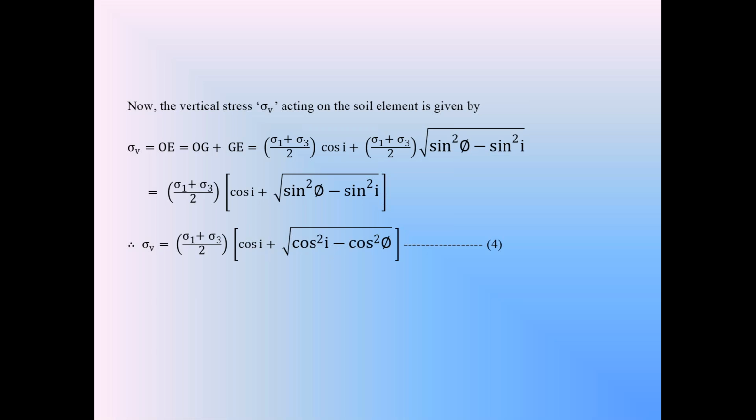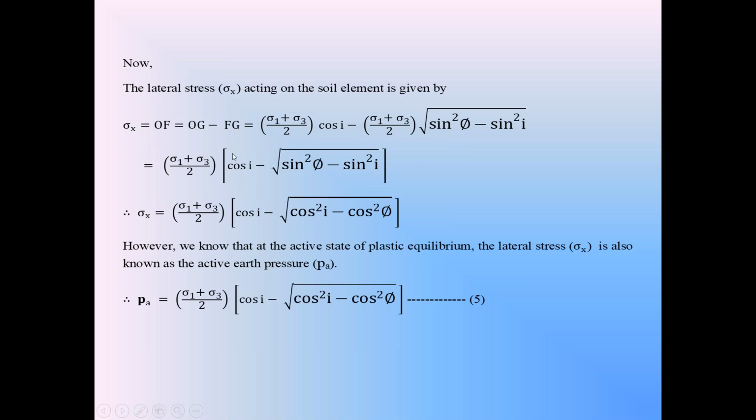Similarly, in the Mohr circle, the length OF is the sigma x stress. The stress sigma x acting on the soil element parallel to the inclined surface of the backfill. Sigma x is equal to length OF. That OF is equal to OZ minus FZ. From the Mohr circle diagram, the length OF is equal to OZ minus FZ. We know that length OZ is equal to (sigma 1 plus sigma 3)/2 into cos I minus of, we know that length FG is equal to (sigma 1 plus sigma 3)/2 into square root of sin square phi minus sin square I.